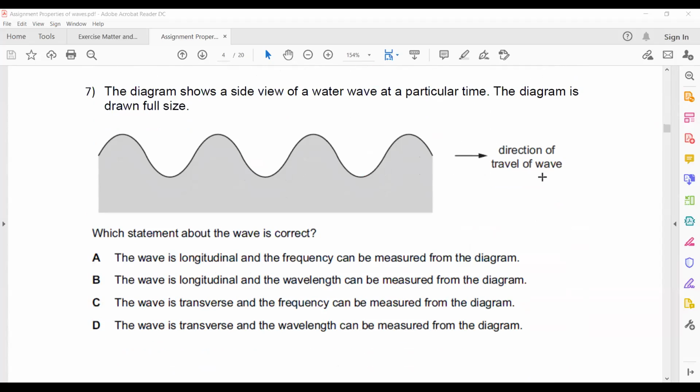The diagram shows a side view of a water wave at a particular time. The diagram is full size. Full size here means the size you see is according to the actual one. Which statement about the wave is correct?